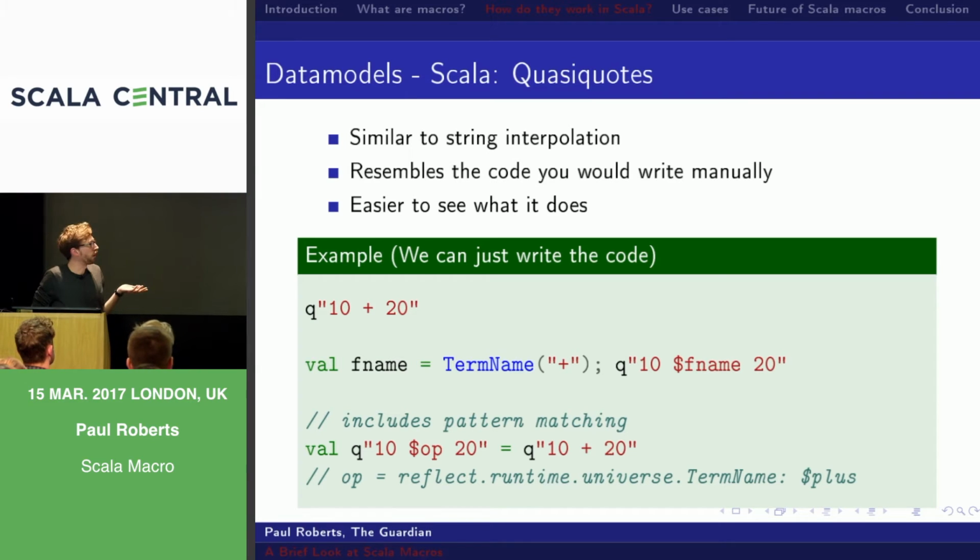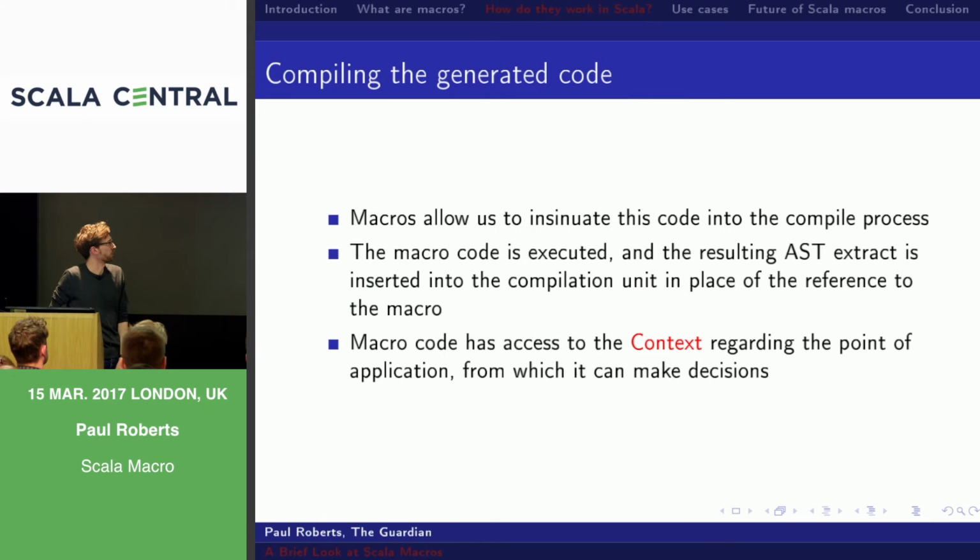So all of this is great. This allows us to generate code, but of course it's only really one piece of the puzzle, because once we've generated this code, what do we actually do with it? Well, that's the next piece of the Scala Macros API, and that is something which allows us to insinuate this code that we've generated into the compile process as we're compiling our code.